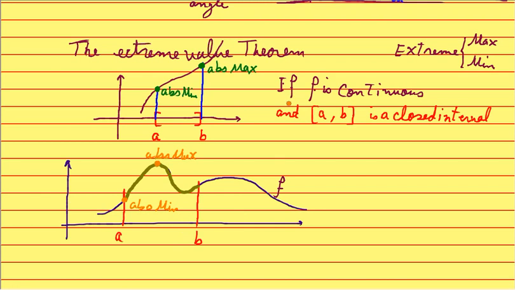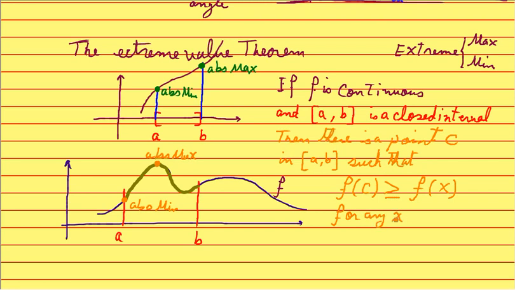So the claim of the extreme value theorem is that if f is continuous and we are looking at it on a closed interval, then there is a point, let's call it point C, in AB such that f of C is larger than or equal to f of x for any x in AB. Let's see if you understand this peculiar language.